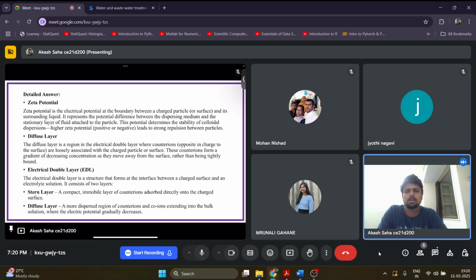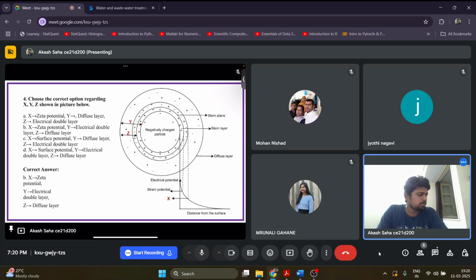So that's how you can remember. Okay, so just again you can look into the picture. Yeah, so you can see that the total distance y, you can think of it as the total distance of the diffuse layer plus the Stern layer. So Z marks the diffuse layer, which is towards the bulk solution, and whatever is left over will be my Stern layer. So that is being marked here.